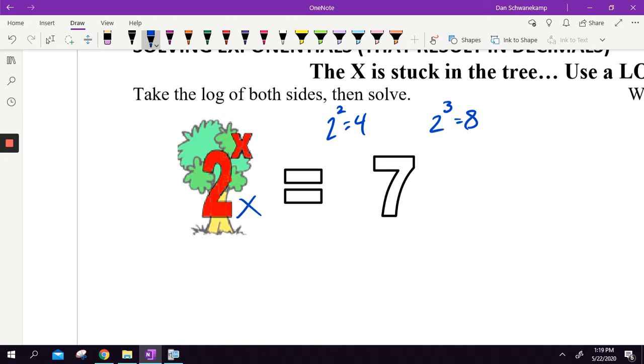It's not 2x. Nothing drives me crazier than when a student says 2x is equal to 7. Oh, I divide by 2, divide by... No, that is garbage. That is not how you get the x out of the exponent. What is the opposite of an exponent? The opposite of an exponent is a log. So to get the x stuck out of the tree, you got to throw a log at it.